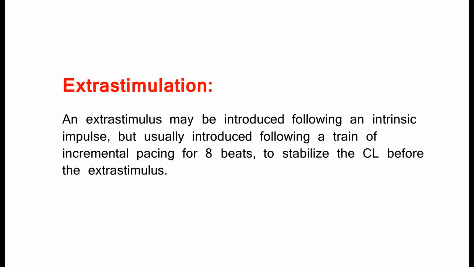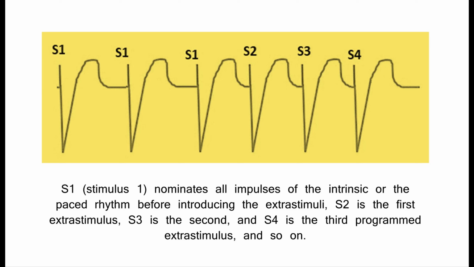Extra stimulation. An extra stimulus may be introduced following an intrinsic impulse, but usually introduced following a train of incremental pacing for 8 beats, to stabilize the CL before the extra stimulus. S1, stimulus 1, nominates all impulses of the intrinsic or the paced rhythm before introducing the extra stimuli, S2 is the first extra stimulus, S3 is the second, and S4 is the third programmed extra stimulus, and so on.